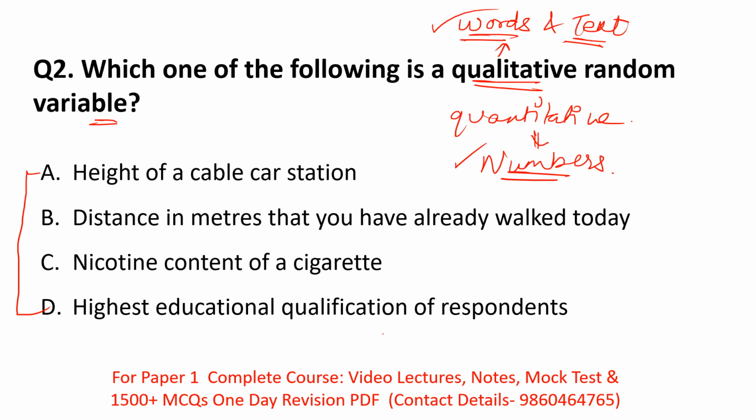Okay, that means numbers basically. So one by one we'll see which option indicates the variable called qualitative variable. One by one we'll see the options.